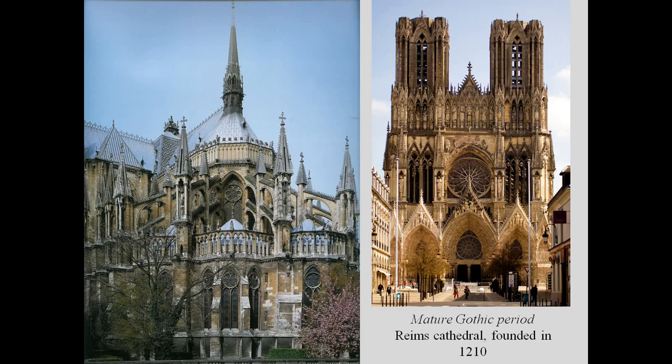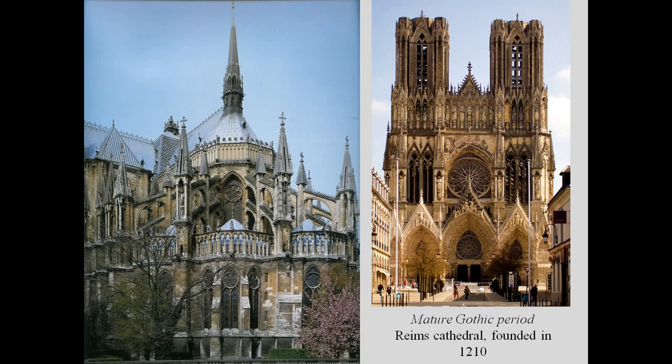Here is another masterpiece, Reims Cathedral, that was founded in 1210. That is already the High Gothic period, also called the Mature Gothic period. It is the second phase of Gothic architecture, and during this period a significant change took place in Gothic architecture.